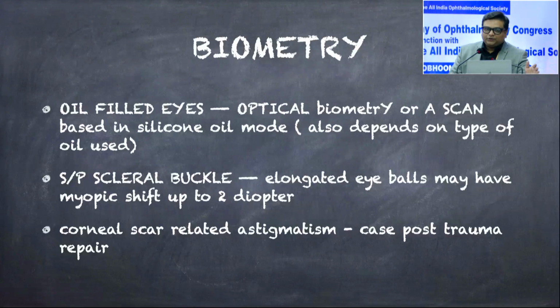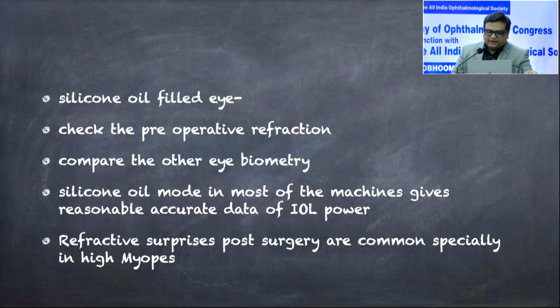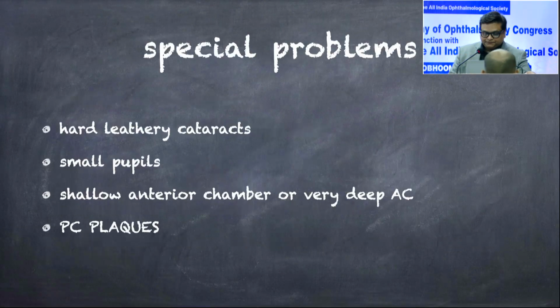Corneal scars will lead to very irregular astigmatism. All these things you have to keep in mind, especially in cases of trauma. In silicone oil filled eyes, always check the pre-operative refraction, what the patient had before the retinal surgeries. That has to be kept in mind when you're calculating. Most of these IOL power calculations on either a biometer or a conventional A scan give you reasonably accurate results, but you should always be prepared for a refractive surprise in cases with very high myopia and corneal scars.